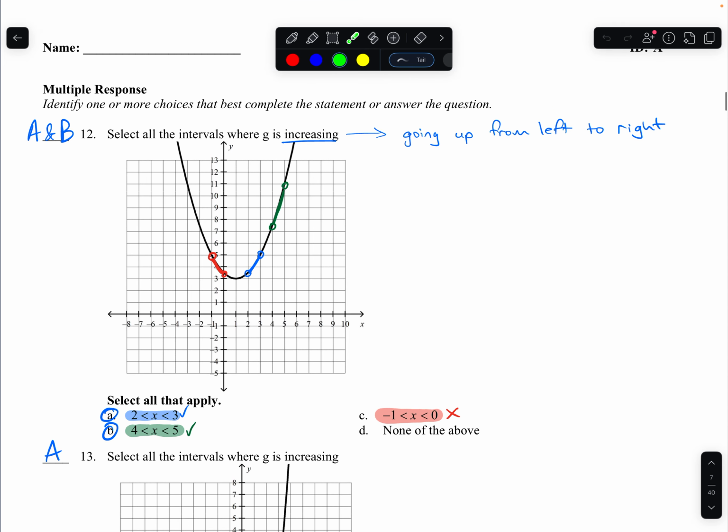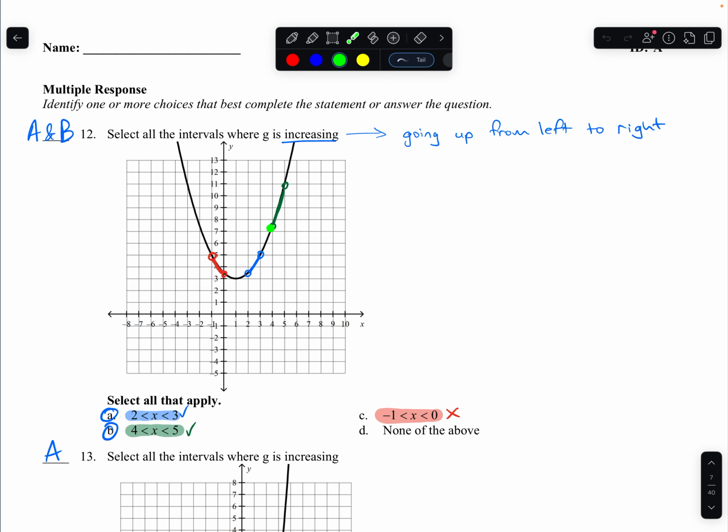Number 12, it's asking you to select the increasing intervals on this graph. So choice A is from when x is 2 to when x is 3. So I'm looking for the point on the graph with an x-coordinate of 2, that's right here, and the point on the graph with an x-coordinate of 3, that's right here. And I'm interested in all the x values between those 2 points. That's this interval here. It is going up from left to right, so we circle A.